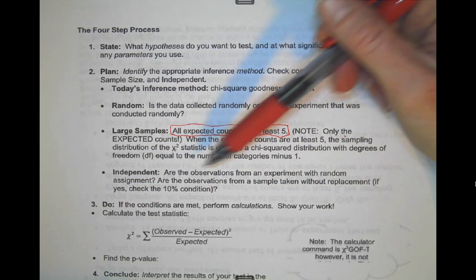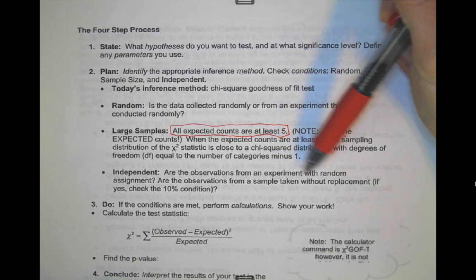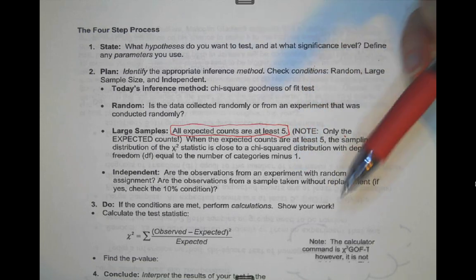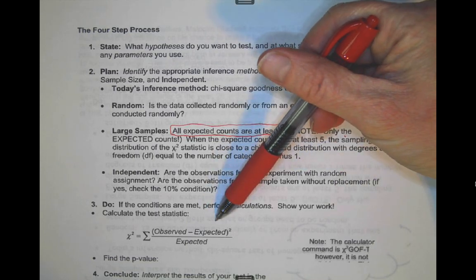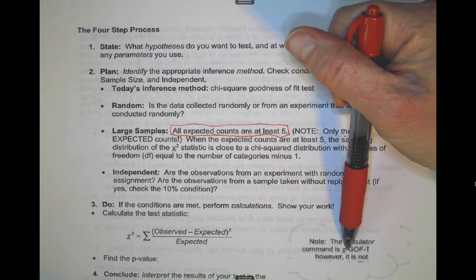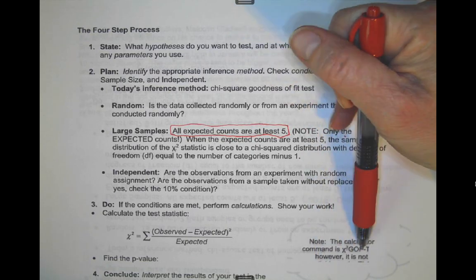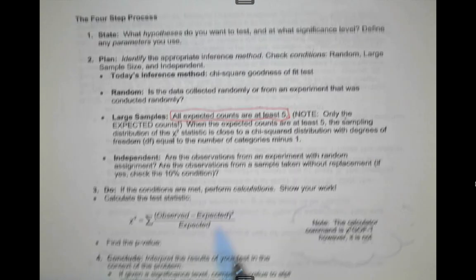Independent looks the same. Either we did random assignment or we took a sample without replacement and then we're checking the 10% condition. Here's the test statistic. There is a calculator command, but it's not on the older calculator, so I'll show you both ways when I go through the first example.